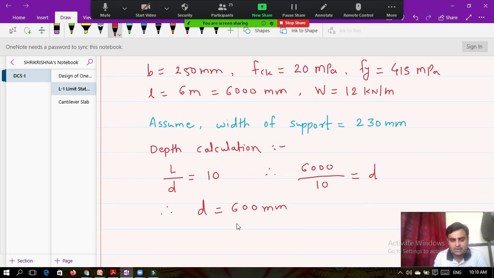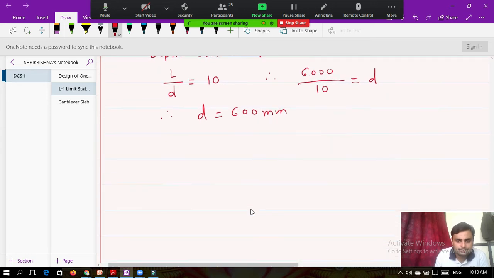Okay, from this relation. Now if we move further, we have to assume the clear cover to calculate the overall depth. Here you can do it two ways. You can either directly assume the effective cover. If you directly assume effective cover as 50 mm, your overall depth will be 600 plus 50, that is 650 mm. Or the other way is you assume first clear cover and bar diameter. Let us say I assume a clear cover of 30 mm and a bar diameter for a beam of 16 mm, then from that also we can calculate the overall depth. So we will go by our conventional method.